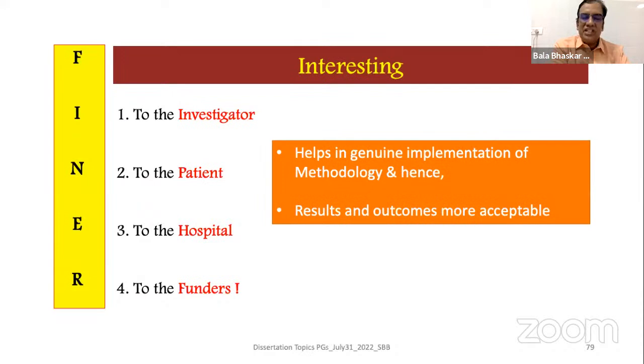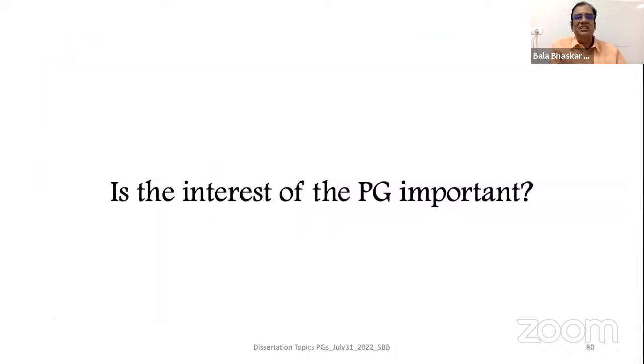So if the investigator, the PG and the guide are interested in the topic, it helps in genuine implementation of the methodology, and hence the results and the outcomes are more acceptable. In fact, you can also publish it. So the quality of your work would definitely improve. If somebody is not interested, can it be that the PG is not interested? Okay, so sometimes all of us as guides may not be thinking about the interest of the postgraduate.